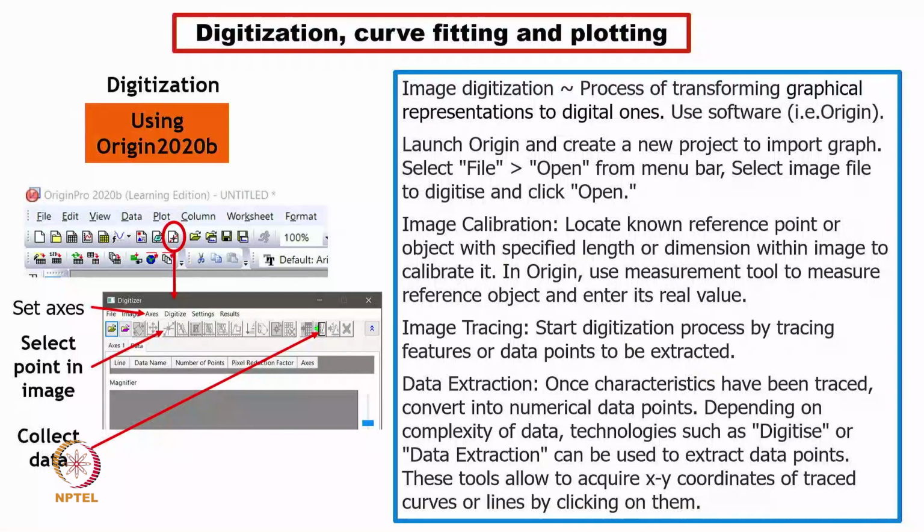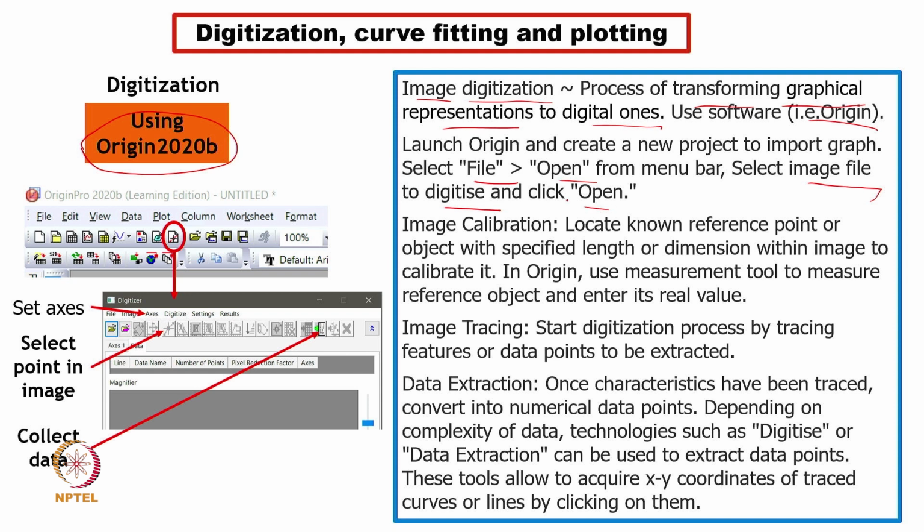Now, as I mentioned, I will be giving a few slides on the digitization. In this case, we have the software Origin 2020b, which we have downloaded and which is freely available. We want to digitize the image. It can be graphical, it can be anything. Image digitization is the process of transforming data or a graphical representation to digital form, and we are using the software Origin. Once you download it, you open the file, an image file in this situation.